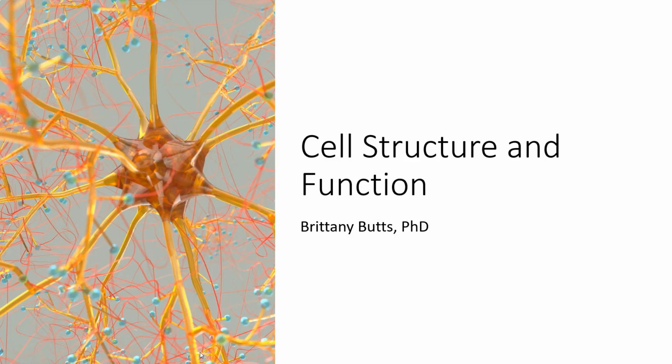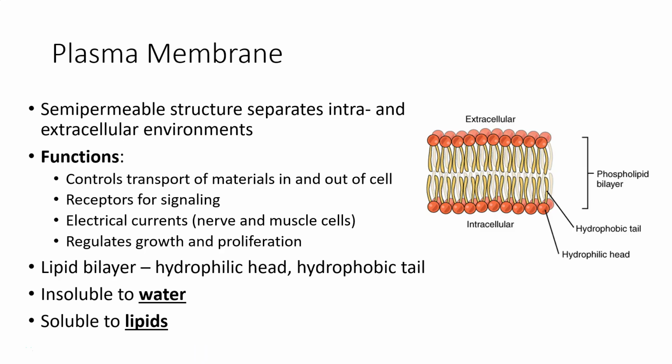In this video, we will have a brief review of cell structure and function. The plasma membrane surrounds the cell and provides a semi-permeable structure. The plasma membrane will separate the intracellular environment from the extracellular environment. Purposes of the plasma membrane include transport of materials in and out of the cell. On the cellular membrane are receptors for signaling.